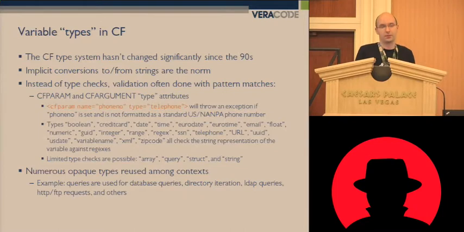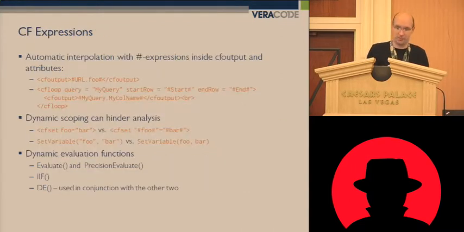Although a lot of those types in cfparam and cfargument work like that, there are some that do explicitly check for types, and those are array, query, struct, and string, which is basically anything that's not one of those and can be converted to a string. The difference between cfparam and cfargument is that cfparam effectively refers to a given variable binding at a given point in time and says, this has to be this, and cfargument checks it as an argument to a function.